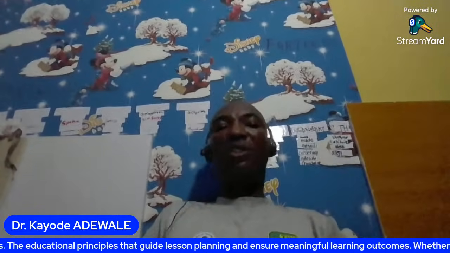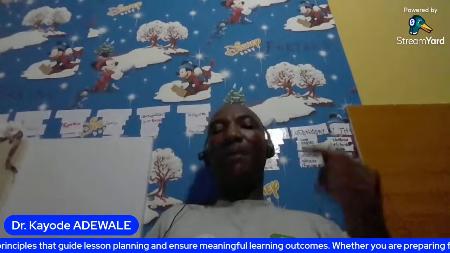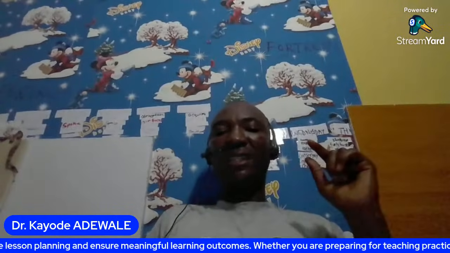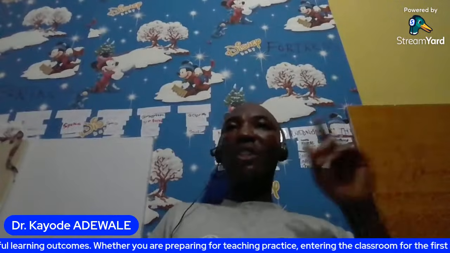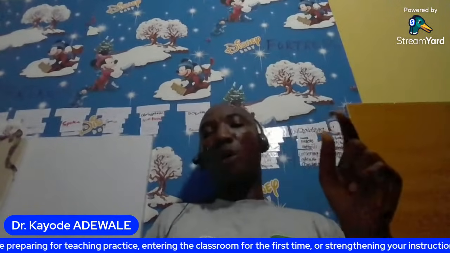So the next one is topic. The topic, that is the broad content theme for the lesson, e.g. the fraction that I mentioned, e.g. the color that I mentioned, e.g. the parts of speech that I mentioned. So it must align with the scheme of work.